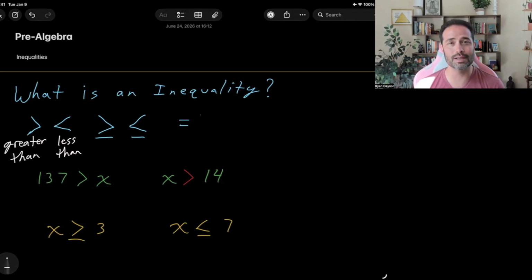Today we're focusing on inequalities for pre-algebra. Let's dive into it. All right, so what is an inequality? So we got all the symbols here, so we're going to go over each one.